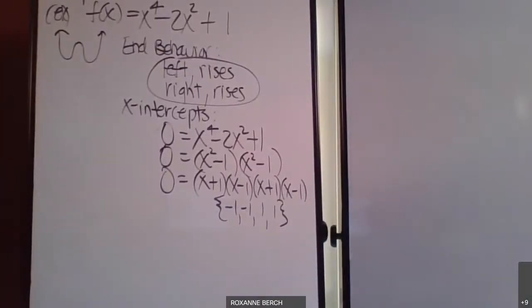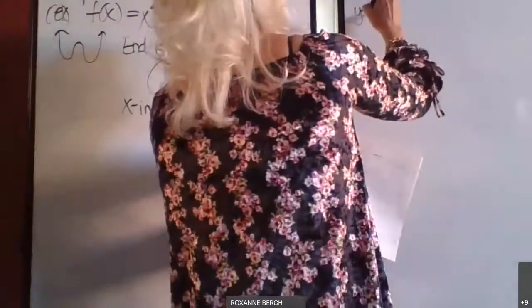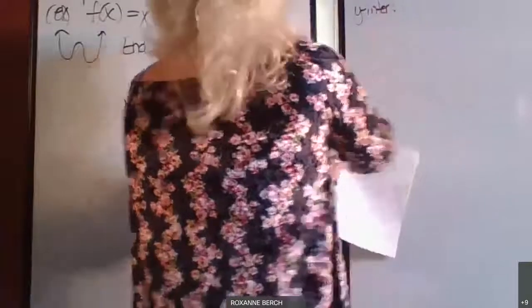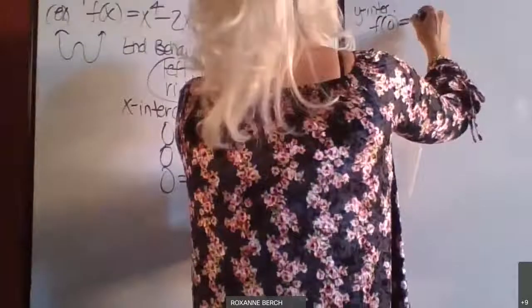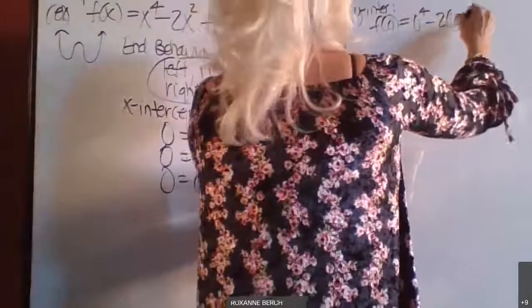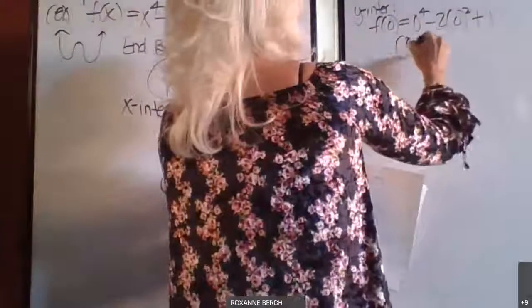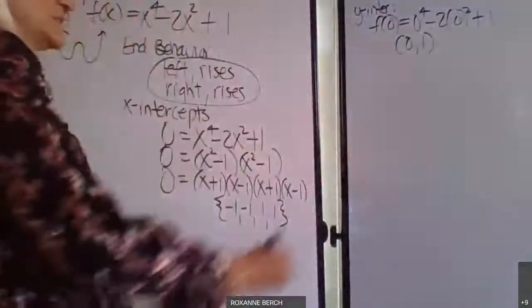Okay, let's find the y-intercept. So for the y-intercept, we're going to set x equal to 0, which means we get 0 to the 4th minus 2 times 0 squared plus 1. In this form, I don't know if you noticed, it's always the constant. It's just 0, 1. That's the y-intercept.